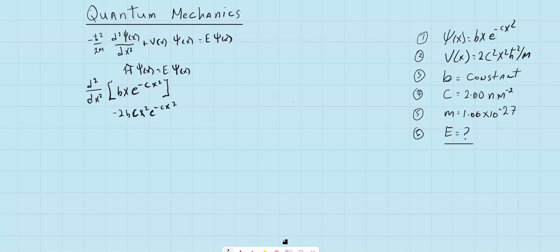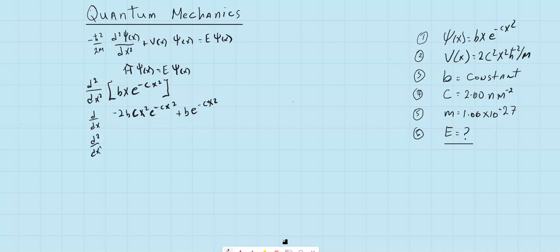And then now we're going to take the derivative of bx right here, which is going to be plus b times e to the negative c x squared. This is our first derivative, right? And now we need to find the second derivative of this.